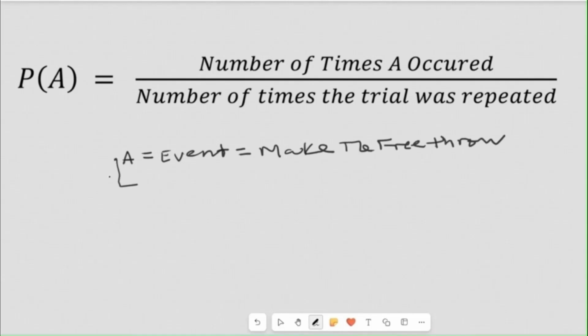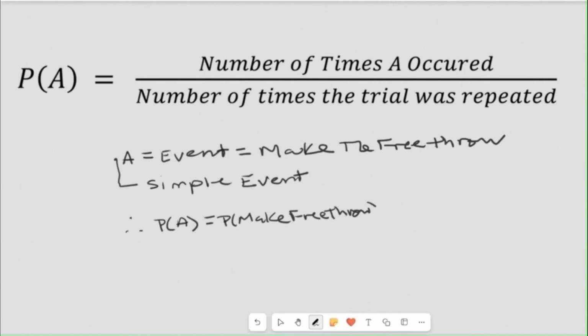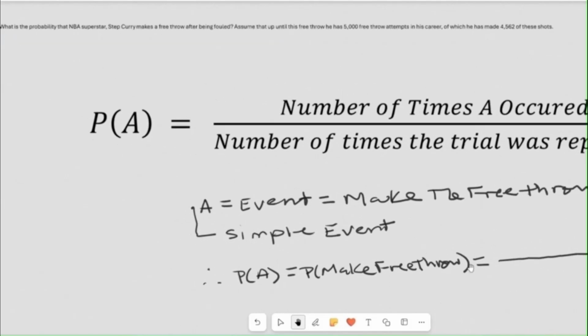Additionally, this event constitutes a simple event, as the only way to make a free throw is to make the free throw. Therefore, our probability is defined as the probability of A is equal to the probability of making the free throw, which is equal to the number of times A has occurred over the number of times the trial was repeated. In this case, the number of times A has occurred are the number of free throws made up until this point, and the number of times the trial has been repeated is equal to the number of free throw attempts, which we can determine from our problem statement.